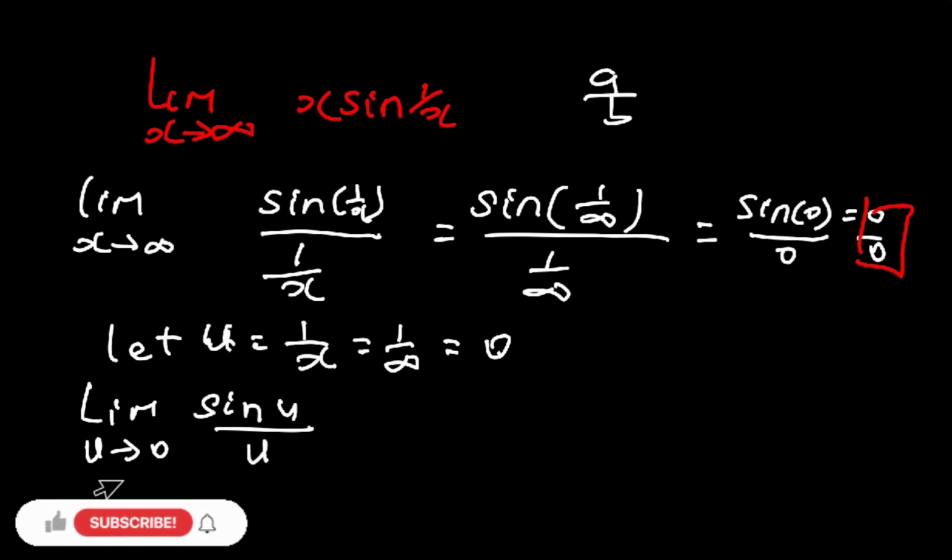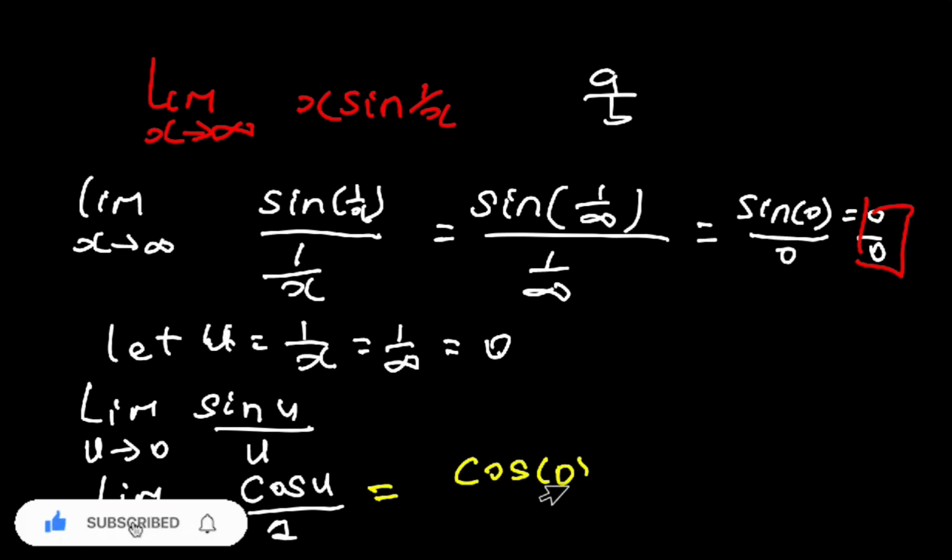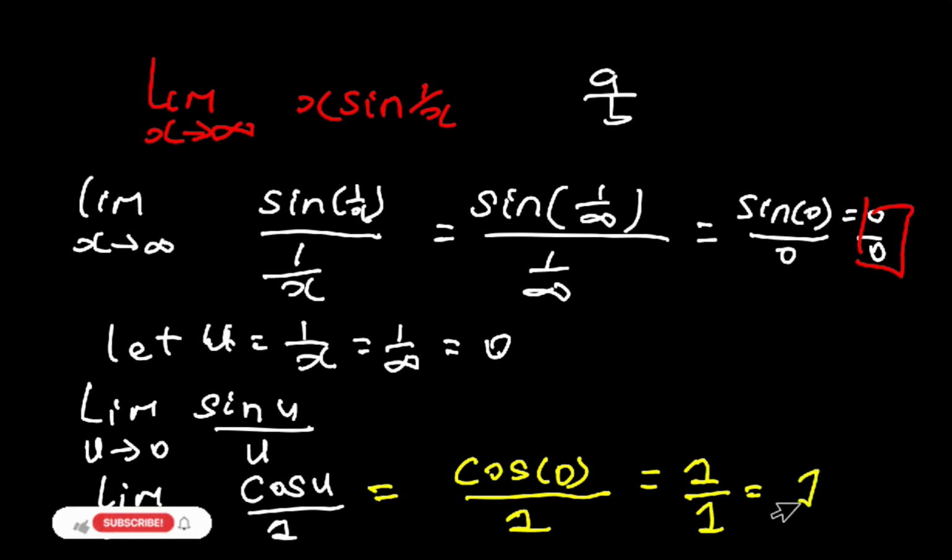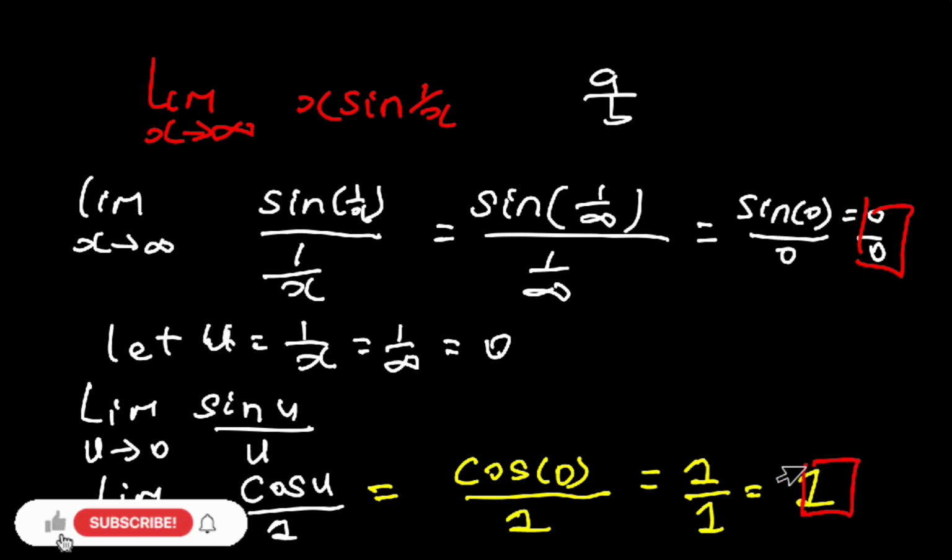So let's apply L'Hopital's rule. So you have limit as u approaches 0. Then if you differentiate sine u, you're going to get cosine u. If we differentiate u, you're going to get 1. So plugging in the value of u, we have cosine 0 over 1. Cosine 0 is equal to 1, and 1 over 1 is equal to 1. So we have that the limit as x approaches infinity of x sine 1 over x is equal to 1.